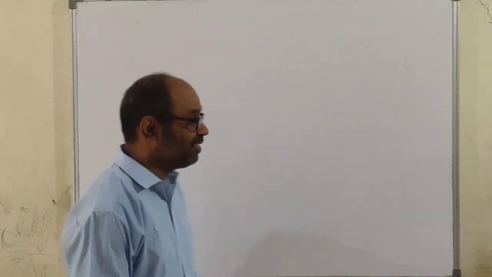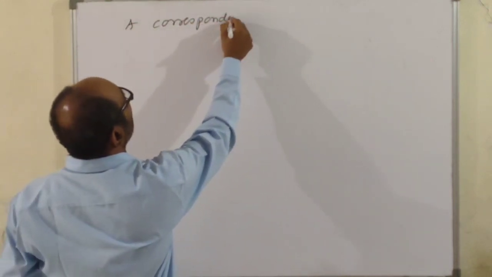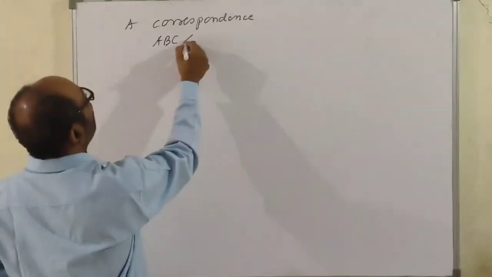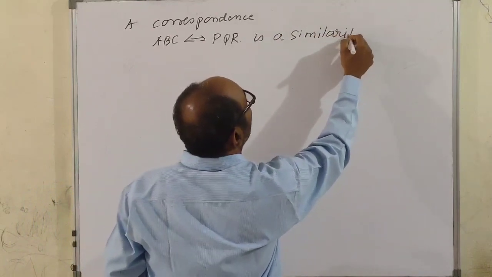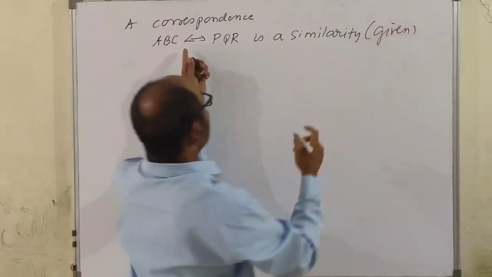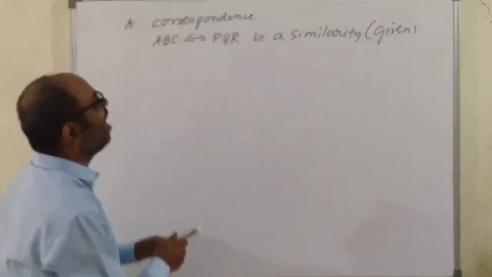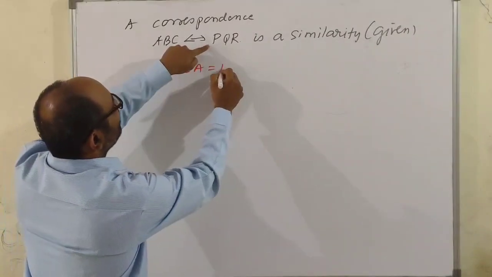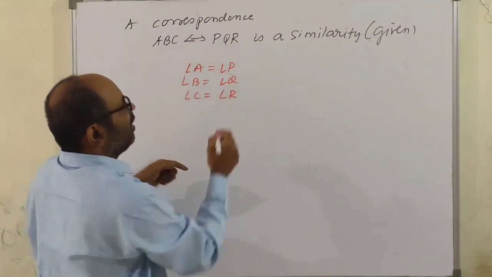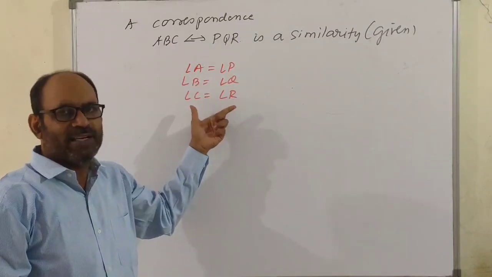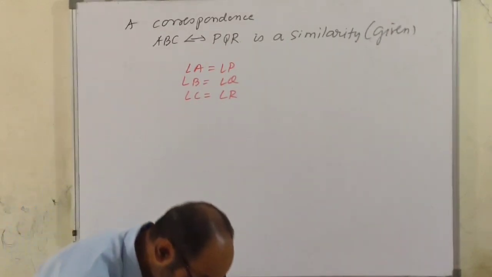Fine. So what I did, it says, children, suppose a correspondence ABC corresponds to PQR is a similarity. This is given, children. Correspondence between the two triangles is similarity. So what two results do you have? You can say angle A is equal to angle P, angle B is equal to angle Q, and angle C is equal to angle R. Corresponding angles are equal, or you can say corresponding angles are congruent.